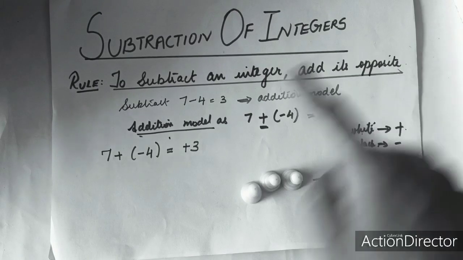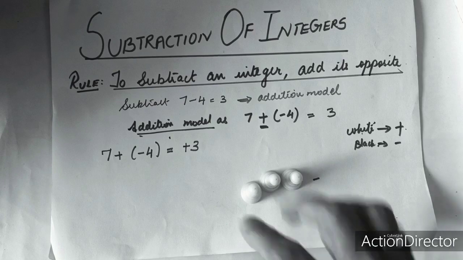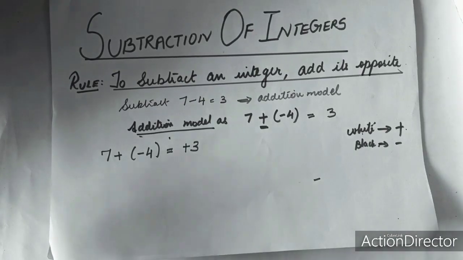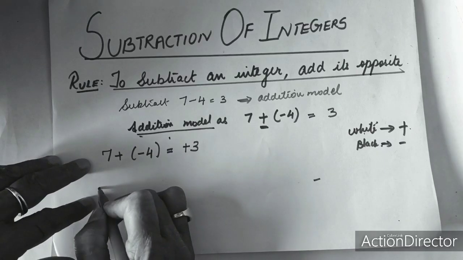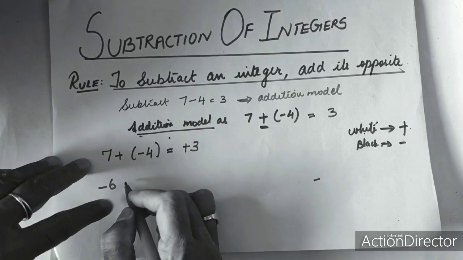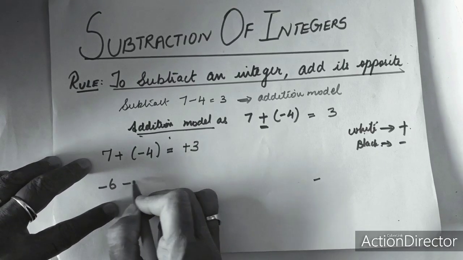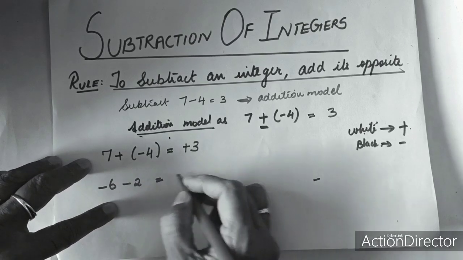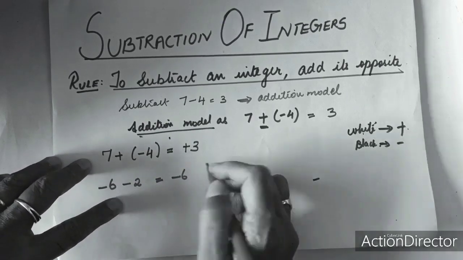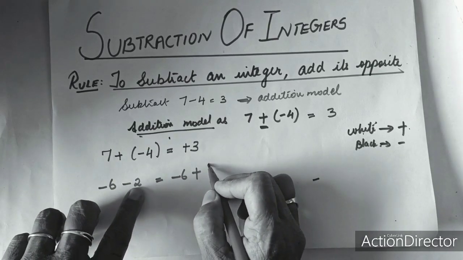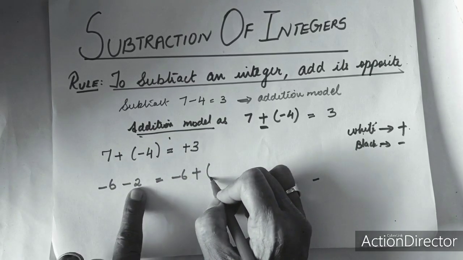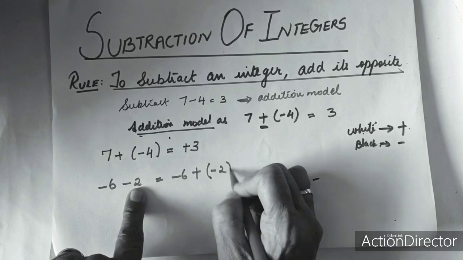Now let me give you another example. Let us move on to the second example. You are having minus 6 minus minus 2. So this can be written as minus 6 plus, to make it addition, the additive inverse of minus 2, which is equal to plus 2.